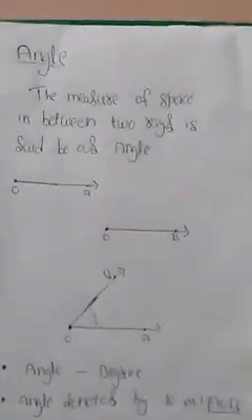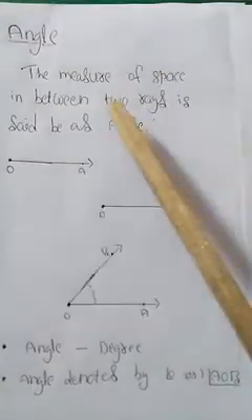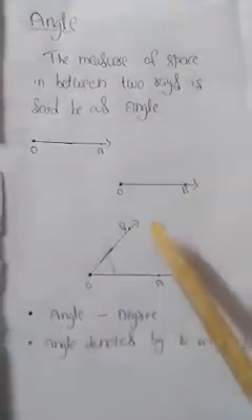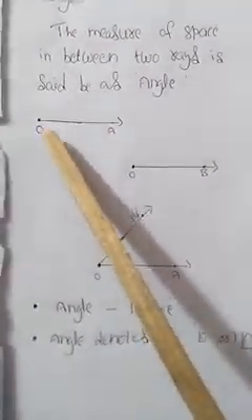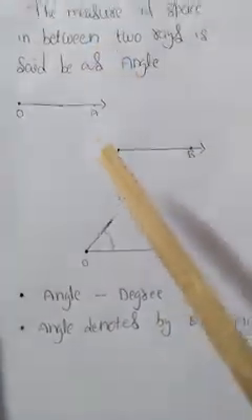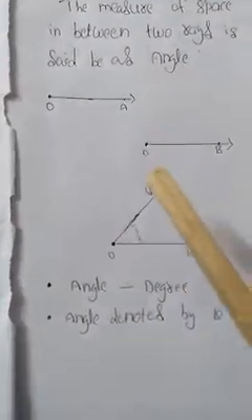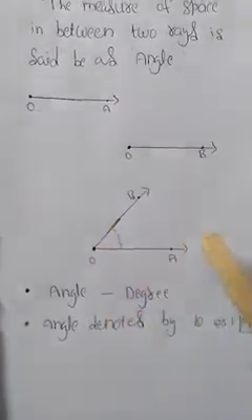Now next, coming to angle. Angle means the measure of space between two rays is said to be an angle. Look, one ray I have taken. The name of that ray is OA. One more ray, OB. So two rays I have taken here, ray OA and ray OB.